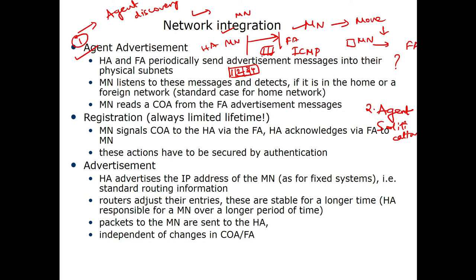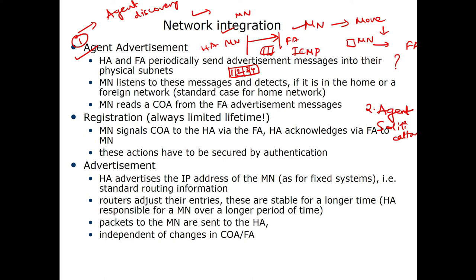So how will it send the beacon packets? By sending advertisements using special advertisement messages. Using a special advertisement message, it will send the information from the home agent through the mobile network to the foreign agent. This will be sent in a packet format called ICMP. ICMP stands for Internet Control Message Protocol.